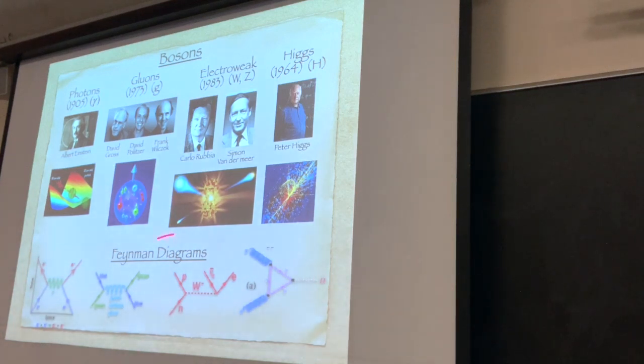These are down here called Feynman diagrams. They're what they use to define and describe the forces interacting between particles. In the 70s, they figured out the gluons, which are the strong force carriers. So there's different forces in the universe. There's photonic forces, strong forces, weak forces, and gravity, which is actually not included in this whole thing, so it's yet to be determined.